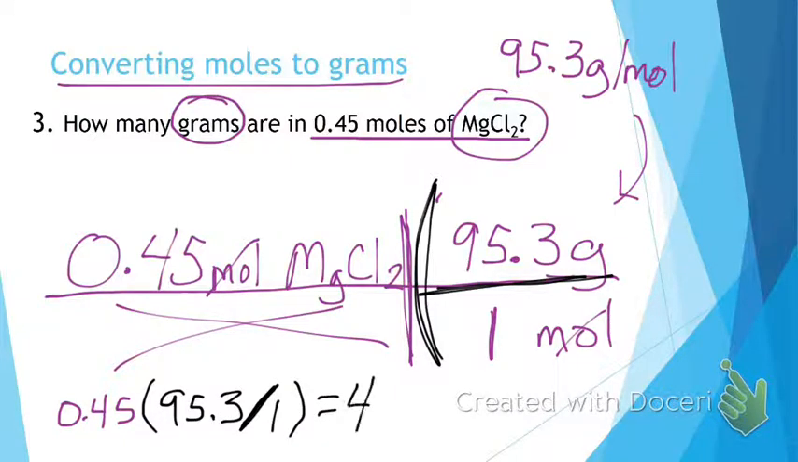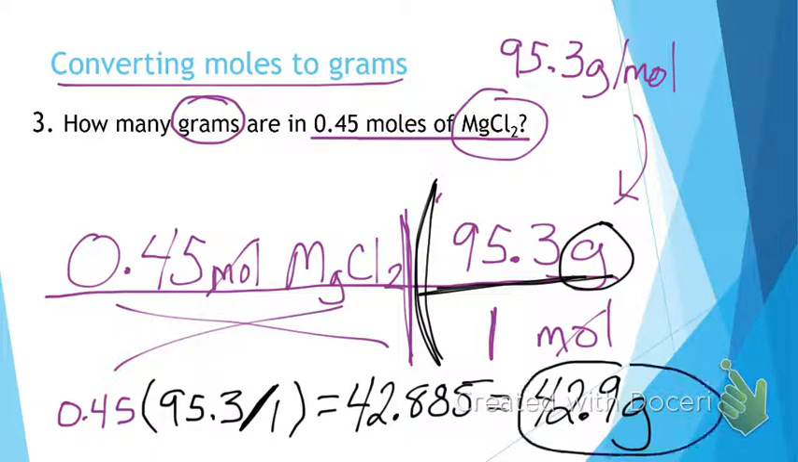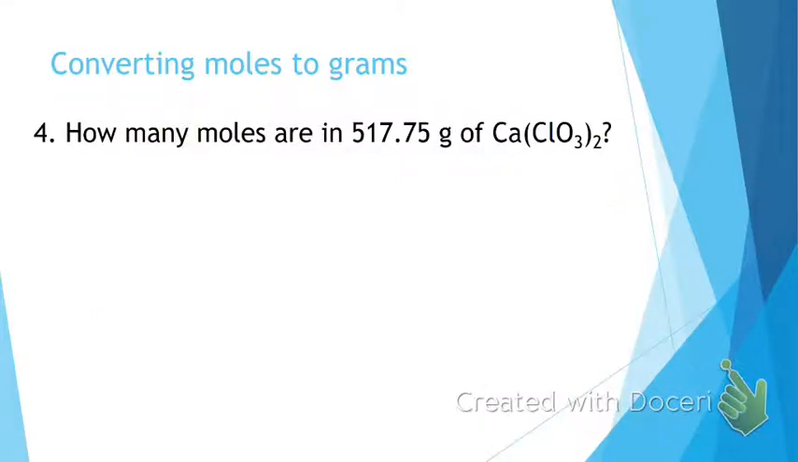And my calculator says 42.885. I will round this to 1 after the decimal. So 42.9. And my unit left was grams, so grams. That is my final answer. And that's how I convert moles into grams. I'm essentially just multiplying by the molar mass.